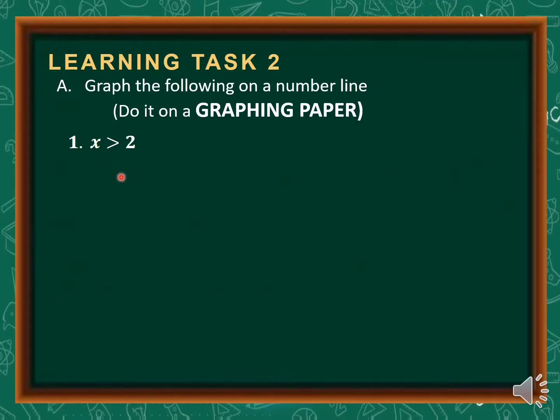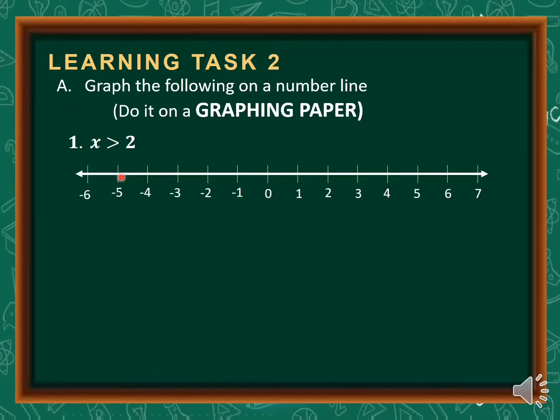So, how are we going to represent it in a number line? Of course, you will draw a number line. Next, ang critical point natin is 2. Asan si 2? Ayan. So, magpo-point tayo dito. Solid or hollow? Very good. We have hollow point kasi greater than yung ginamit natin. This is a hollow point, and then which side represent that x is greater than 2?